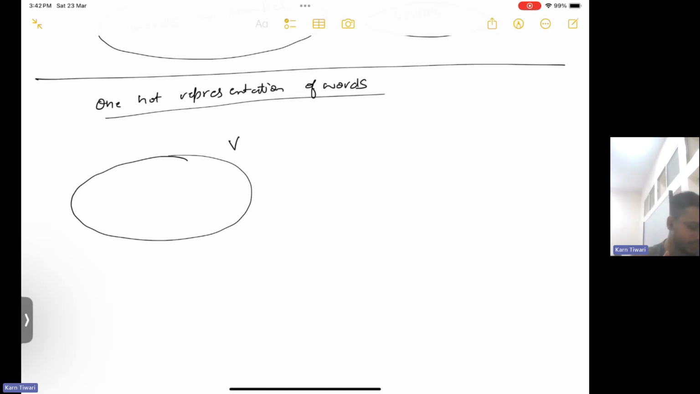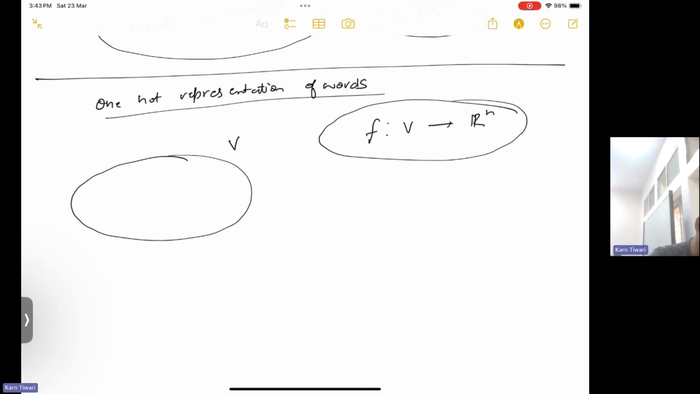And our task is to convert each and every word in this vocabulary to a numeric vector form. Basically, we want to build a function which takes the vocabulary as input and tries to predict the numerical representation of the input. So here I have written R to the power n in the Euclidean space, where n can be arbitrary, it can be very large. Basically, we want a function which helps us convert the words to a vector. And once we have a vector, we can do a lot of different tasks and develop different algorithms.